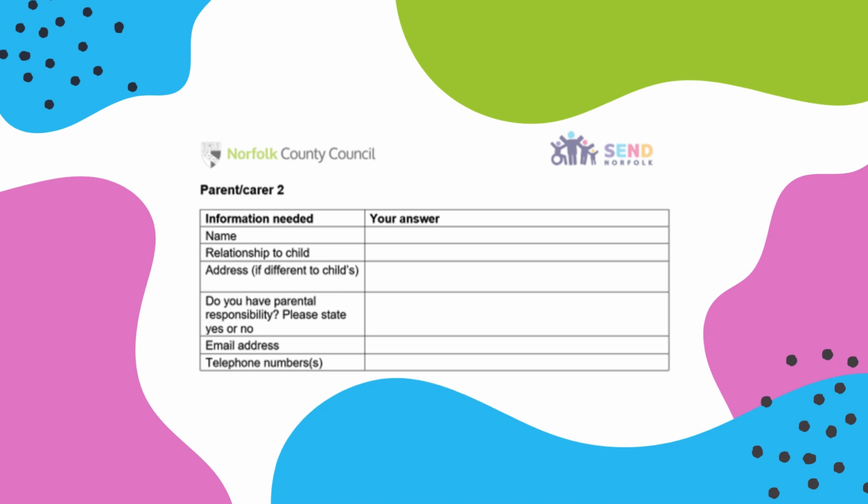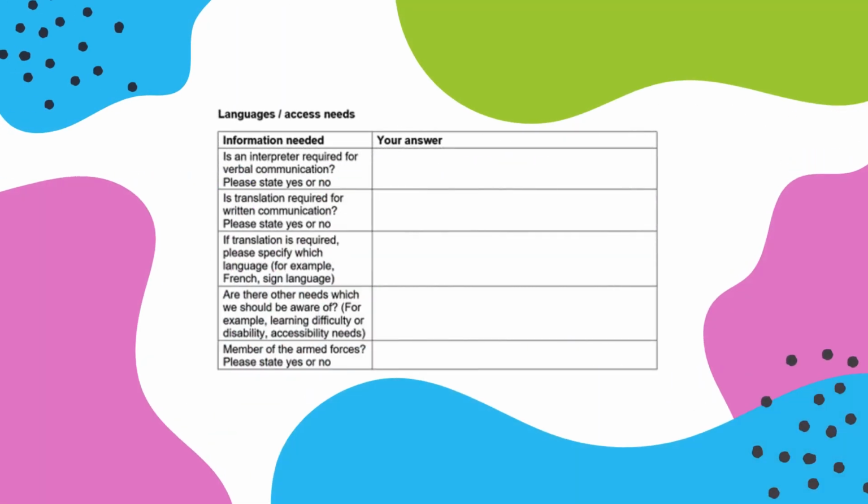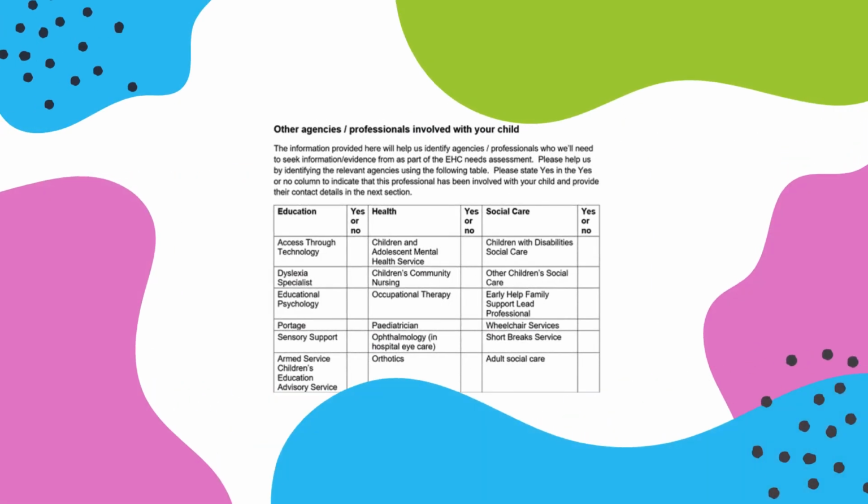If there is a second parent, carer who is part of the application for a needs assessment, their details can be added in this section. This next section asks for the same communication needs and any other needs of the second parent, carer if applicable. Next is a section that, again, just requires a yes or no answer next to each box.